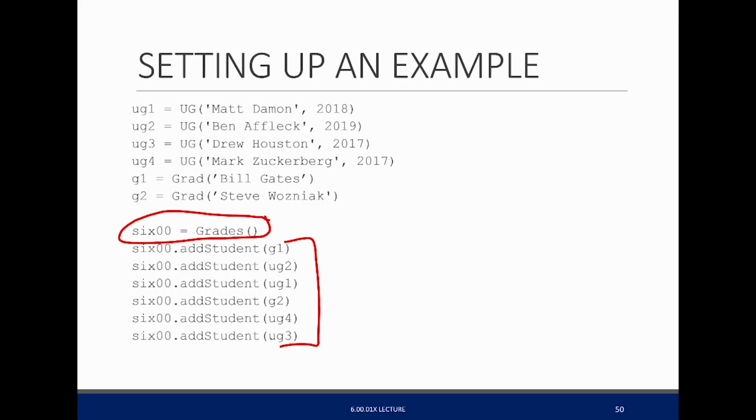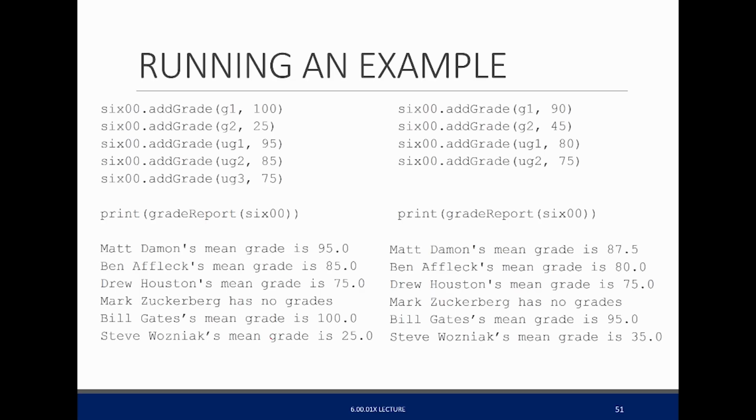And notice I'm adding them in arbitrary order. That doesn't matter because things like the ID number are going to help us sort out who they are. Having done that, I can add some grades. And what I did is I added in grades for each one of these students, and then I just asked to print out a grade report. And it prints out that sequence that you saw there.